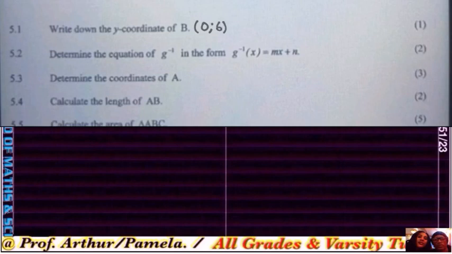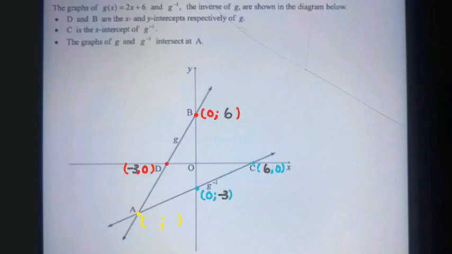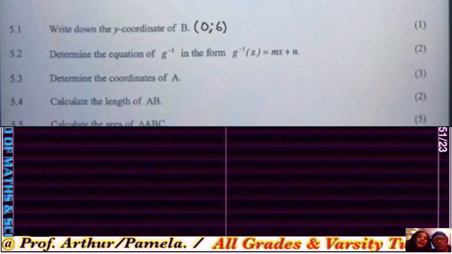The next one, determine the equation of the inverse. All right. Original graph is 2x plus 6. So we have y equals 2x plus 6. The inverse, I swap x and y, so it's x equals 2y plus 6. So the blue turquoise is already the inverse.